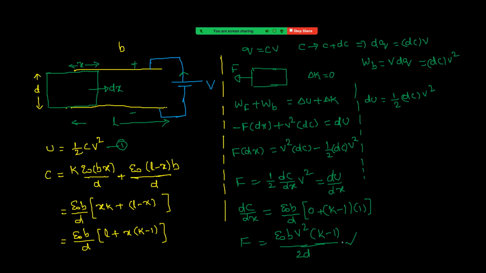Or you can say this is the force which we have to exert outwards to maintain almost zero speed, meaning moving slowly. It is epsilon naught b V square into (k minus 1) by 2d, right? I hope you got that clarity. In this, the main important point is that it is moving inside because of the fringe effect. Okay, let us see the next problem.